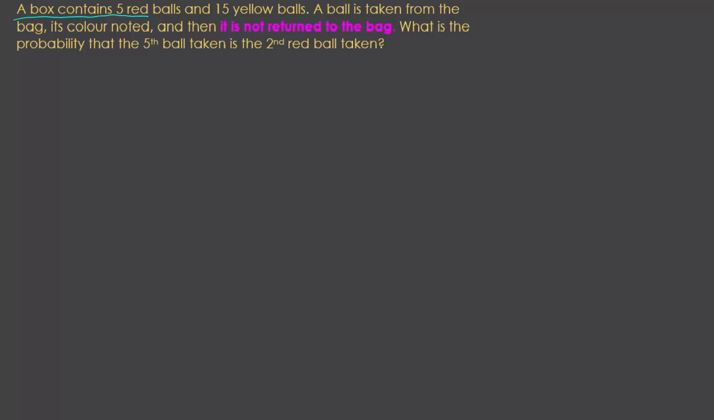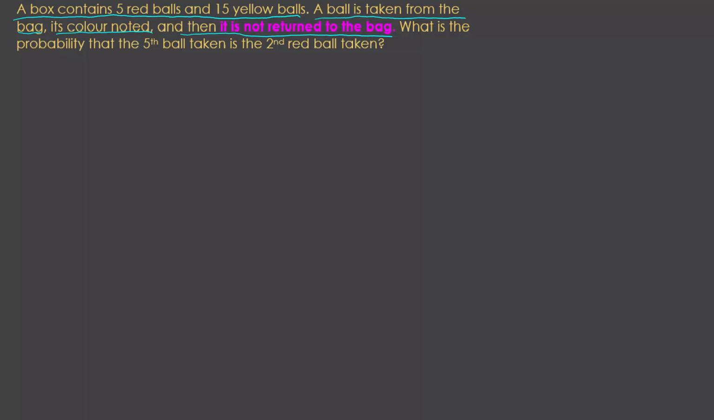The box contains 5 red balls and 15 yellow balls. A ball is taken from the bag, its colour noted, and then it is not returned to the bag. So this is similar to the previous example, but the probabilities are going to be changing.